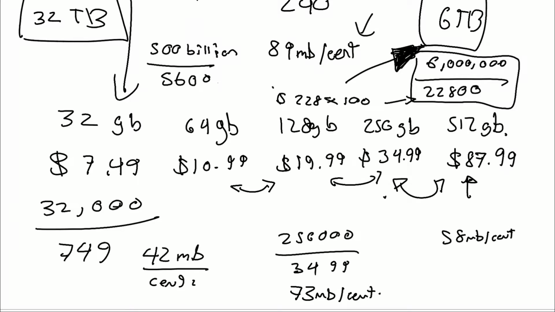That's low. In fact, here, let's just do this 128 one so we can compare it with that. That one is basically 128 divided by 1999. That's 64.